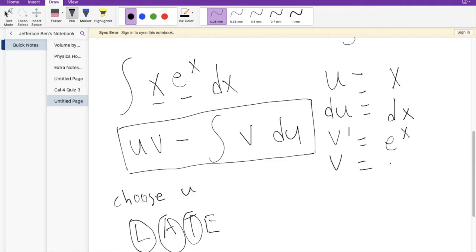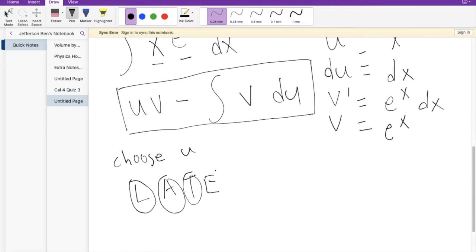And when you integrate e to the power of x, remember to put the dx here, because dv must equal e to the power of x dx. So when you integrate v prime, basically you integrate e to the power of x dx, you get back the same thing, e to the power of x. And you don't have to add c here, because this is just working to show how you put things into this formula.